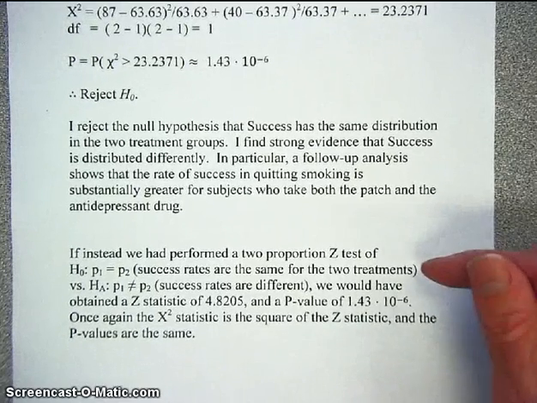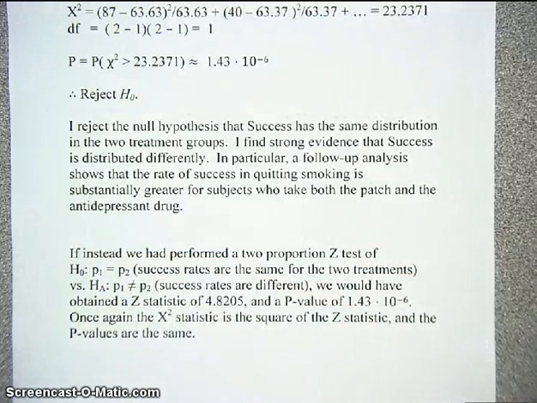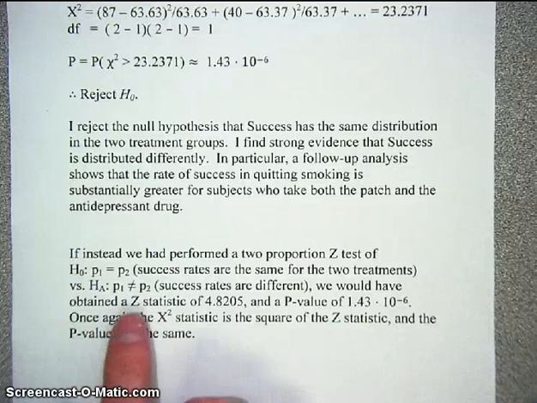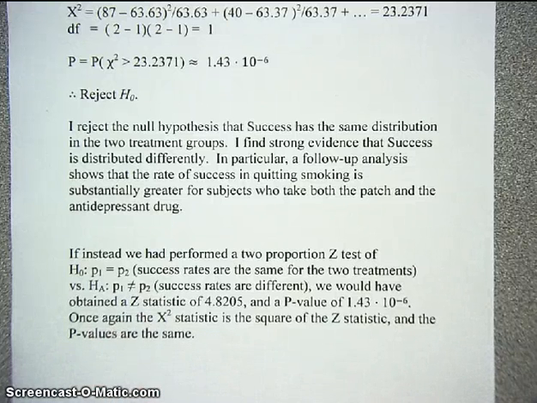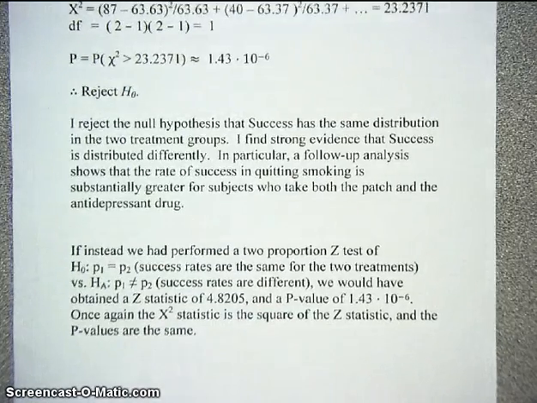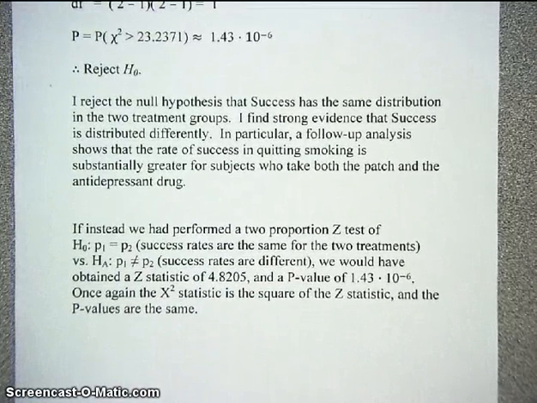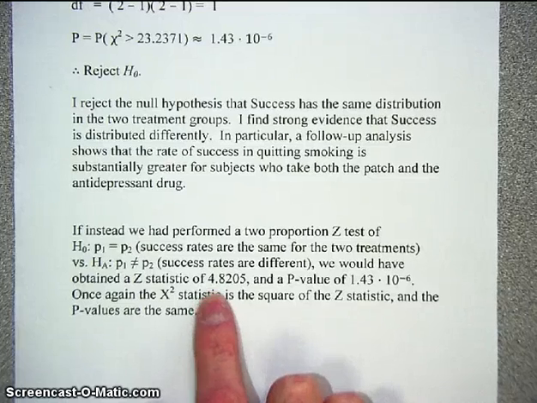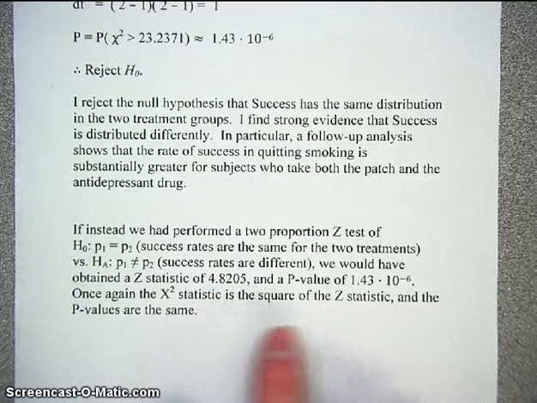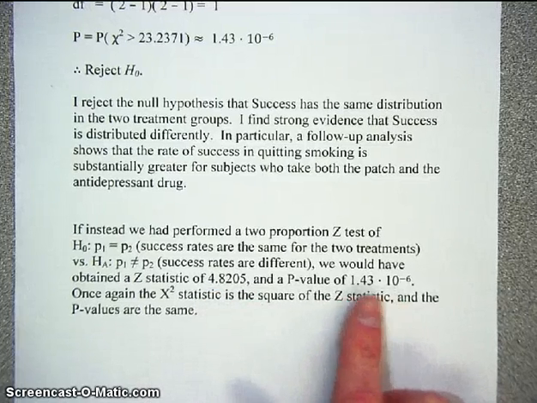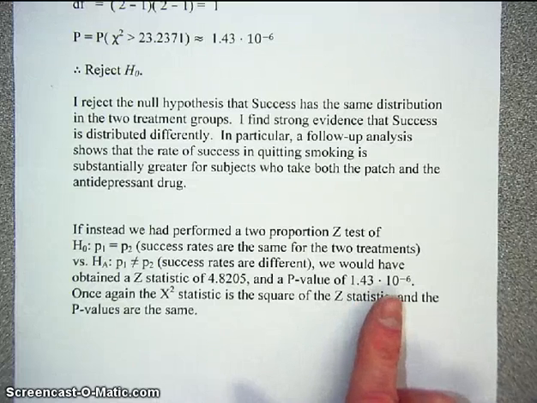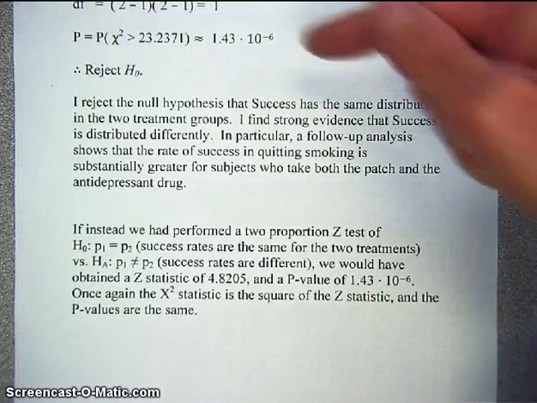Okay? Now, we could have done this as a 2 proportion z-test instead, where we compare the success rates for the two treatments, P1 and P2. The null hypothesis would be that they're the same, that is, neither treatment is any better than the other, versus the alternative that the success rates are different. It's a two-sided alternative. And if we had done that, we would have obtained a z-statistic of 4.8205 and a p-value of 1.443 times 10 to the minus 6. You notice that p-value is the same as that one.